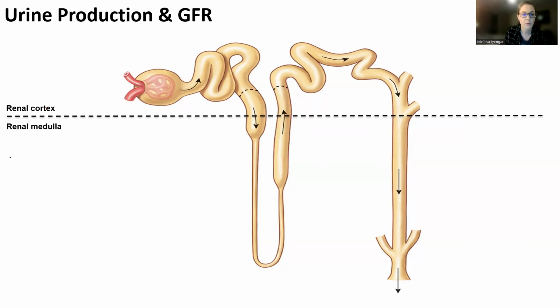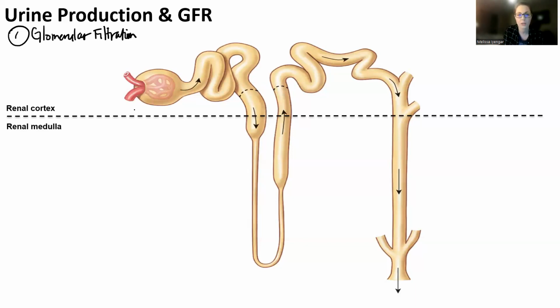We need three processes for regular everyday urine production, meaning you're nice and hydrated, you're nice and healthy, and you're normal, essentially. The first one is called glomerular filtration. Glomerular filtration is just what it says. It's what happens at the glomerulus, okay?